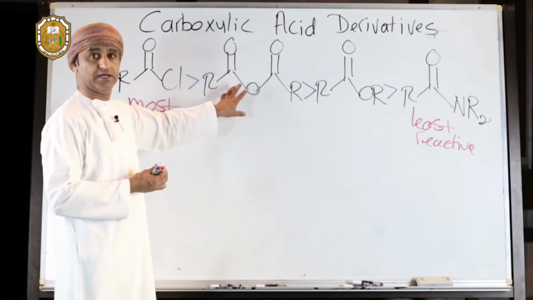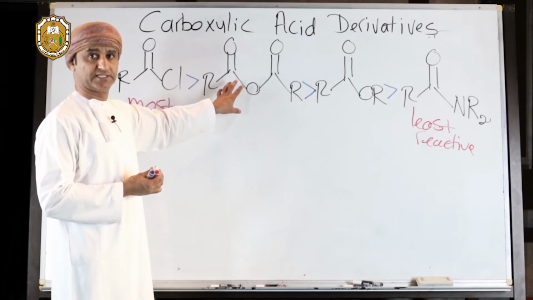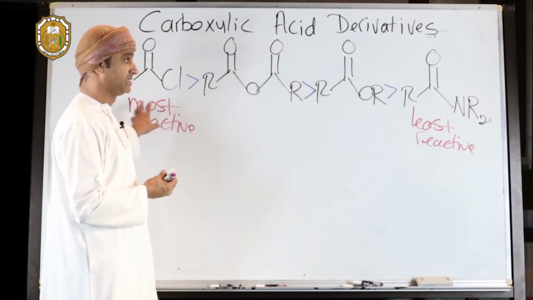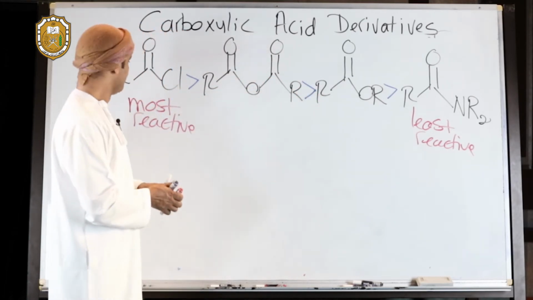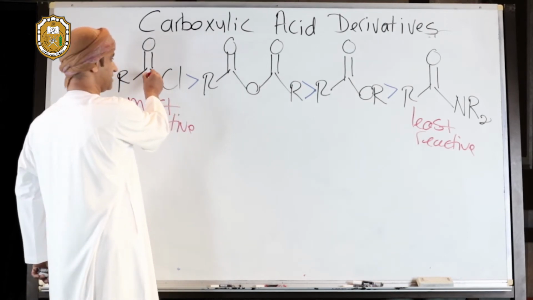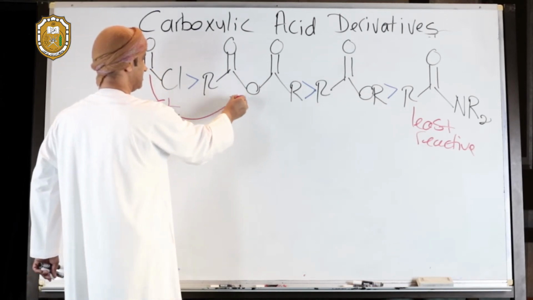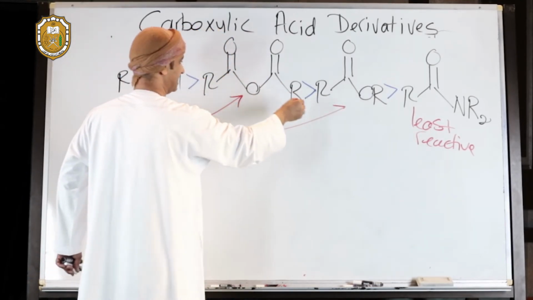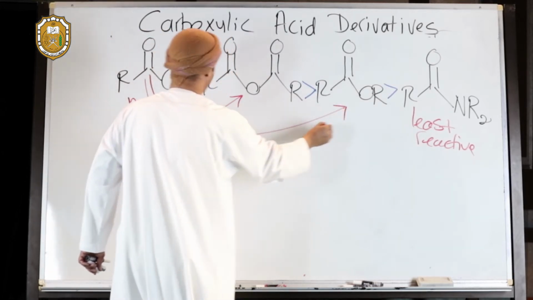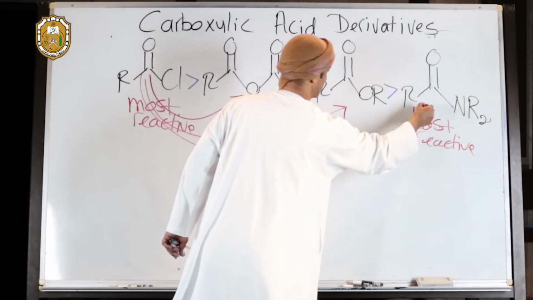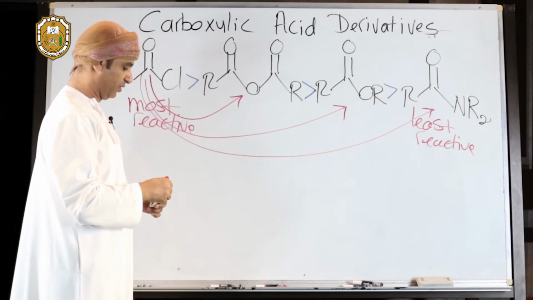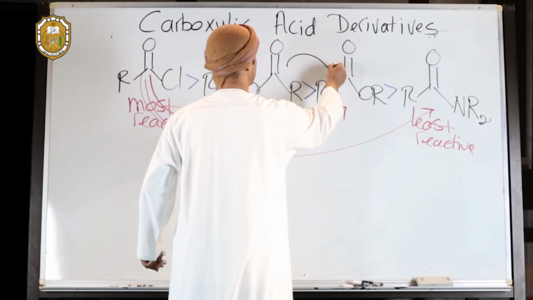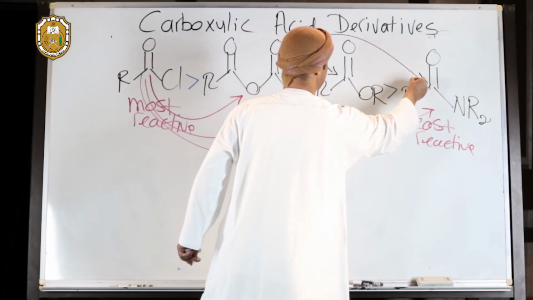Not only is it possible to make carboxylic acid anhydrides from acid chlorides, it is also possible to make esters and also amides from acid chlorides. So we can go, therefore, in conversions from acid chlorides to acid anhydrides, from acid chlorides to esters, from acid chlorides to amides. And also acid anhydrides can be converted into esters and also to amides.